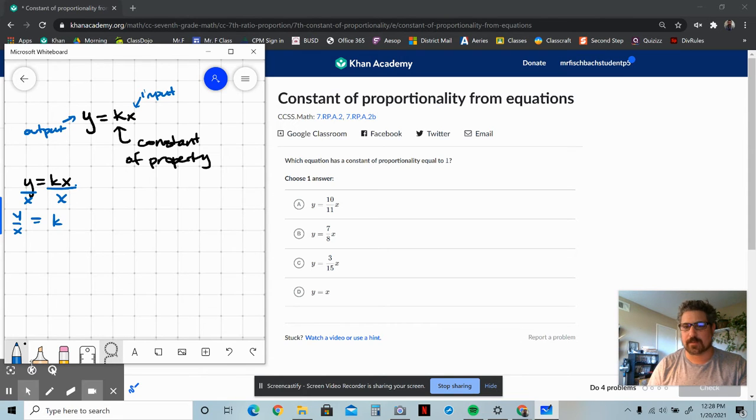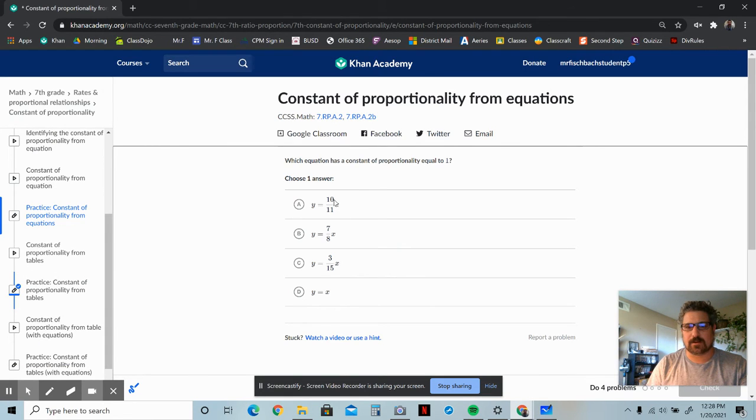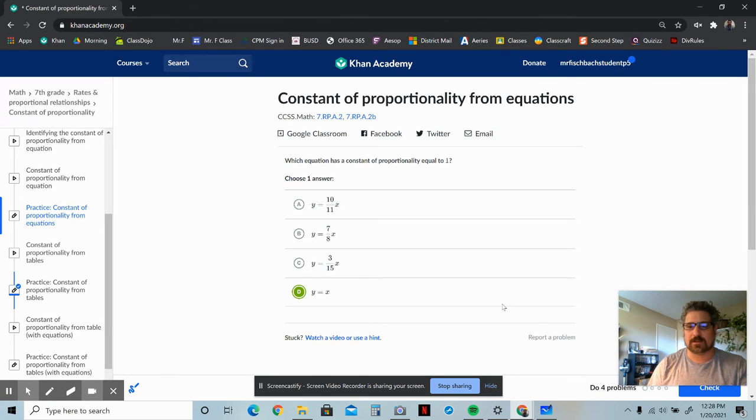That's all it is. In this case, it says, which equation has a constant of proportionality equal to 1? Basically you're asking which one has a multiplier that's the same as 1. Is 10/11 1? No. Is 7/8 1? No. Is 3/15 1? No. The only one that is 1 is the one that has nothing there, because that's 1x. When you have y equals x, that's exactly the same as y equals 1x. So that is the correct answer, and we can just check that answer.